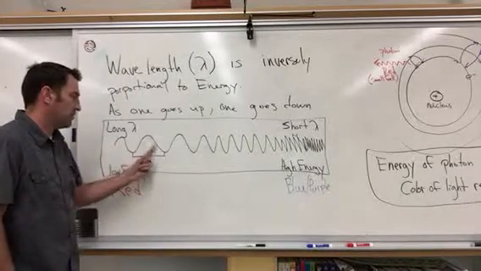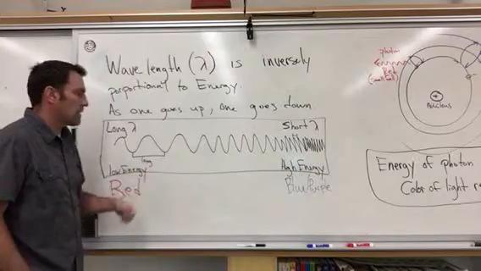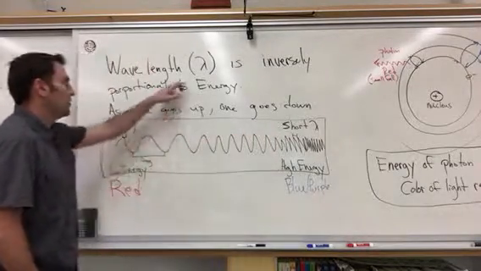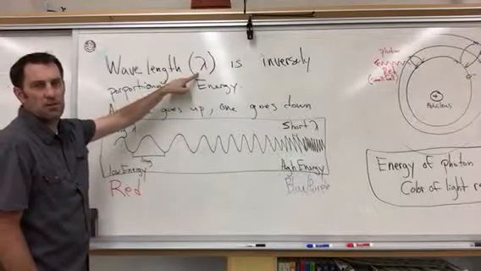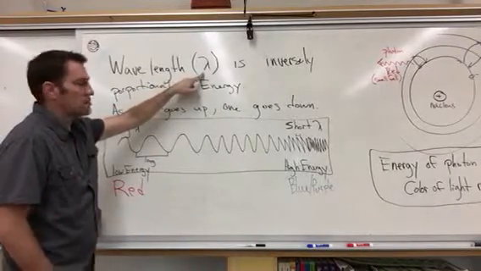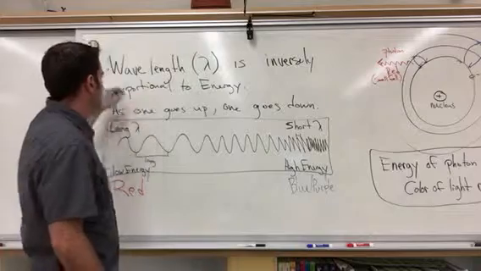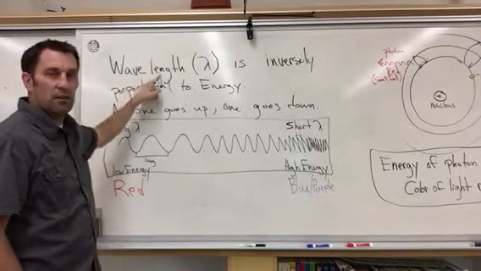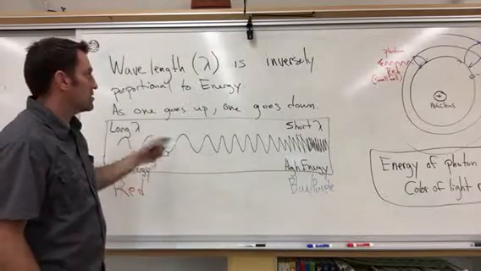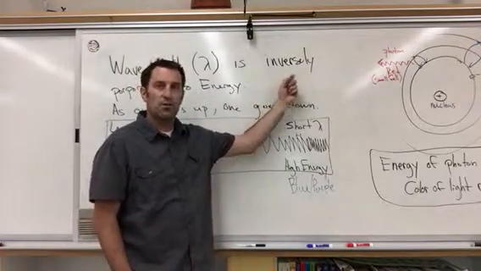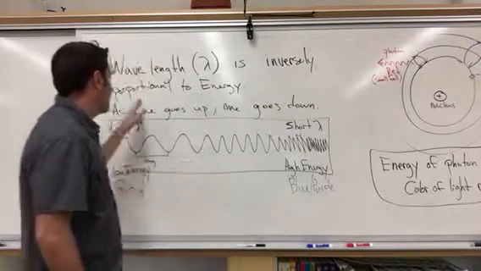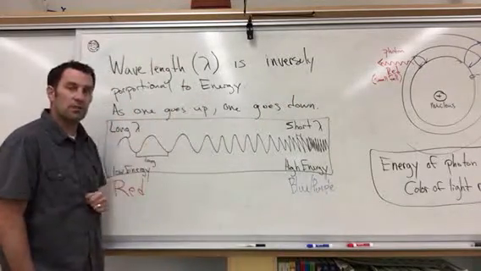These represent wavelengths that are long. This represents wavelengths that are short. Now, wavelength is symbolized by this little thing right here called lambda. So that always means wavelength. And make sure and write down and know this sentence. It says wavelength, or lambda, is inversely. Inversely means as one goes up, one has to go down. It's inversely proportional to the energy.